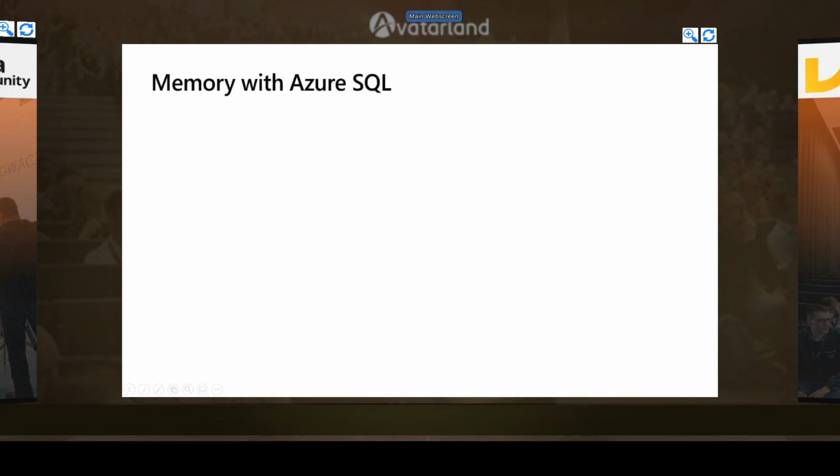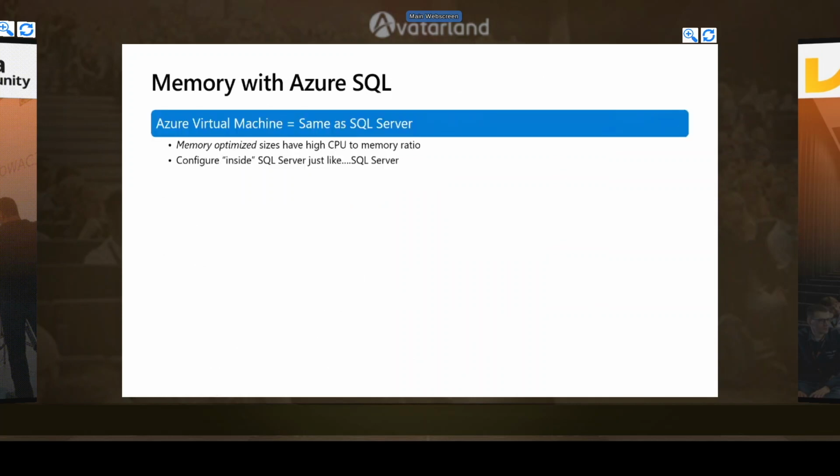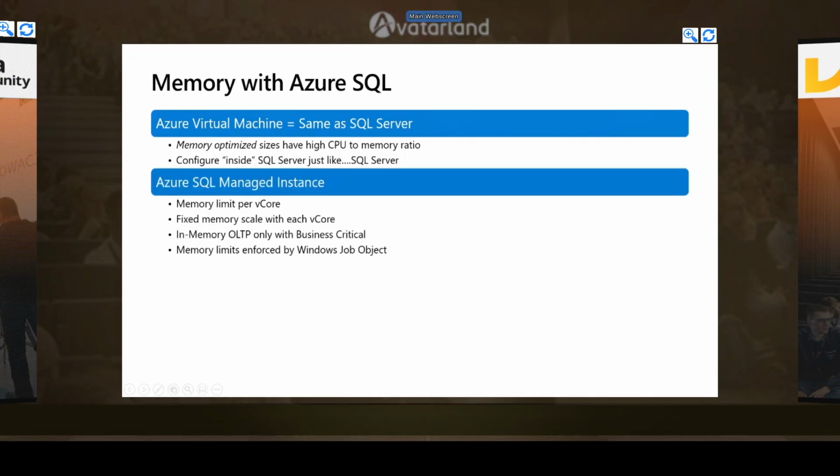Let's finish today, the last 5 minutes, talking about Azure. So first of all, Azure VMs, think of it as the same as SQL Server today. We have memory optimized sizes in Azure VM where you have high CPU to memory ratios, but you configure inside the VM just like SQL. Use lock pages, do all the things we just talked about, because it is a full virtual machine just like SQL Server today. But what about managed instance?